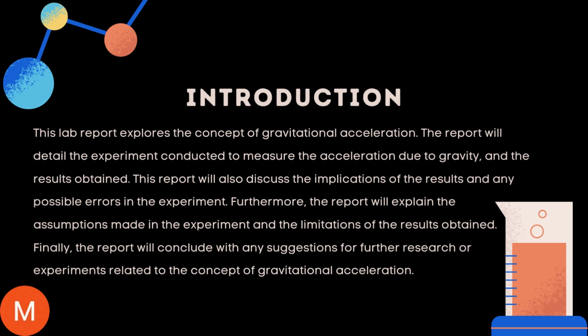Okay, first of all is introduction. This lab report explores the concept of gravitational acceleration. The report will detail the experiment conducted to measure the acceleration due to gravity and the results obtained. This report will also discuss the implications of the results and any possible errors in the experiment. Furthermore, the report will explain the assumptions made in the experiment and the limitations of the results obtained. Finally, the report will conclude with any suggestions for further research or experiments related to the concept of gravitational acceleration.